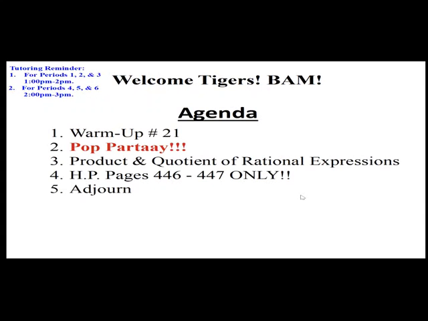And then our agenda for today, we had warm-up number 21. We have a pop party. Some of you already took it. Those of you that are watching this, you probably haven't taken it till tomorrow. Then we have product and quotient of rational expressions. That's what we're covering today. And your homework for tonight, pages 446, 447 only. Make sure you work on those.